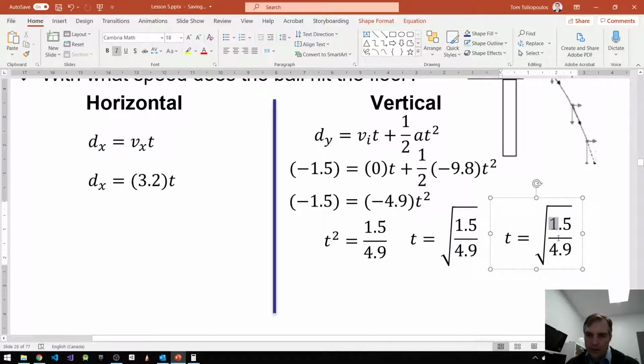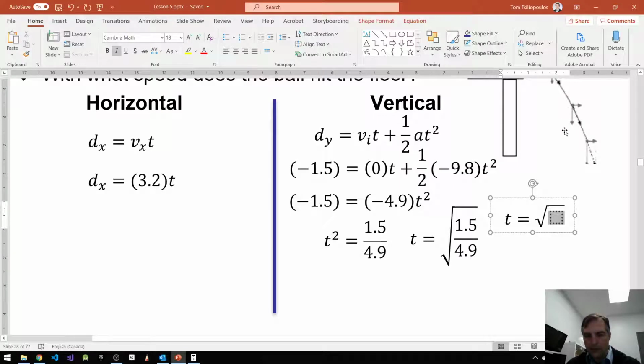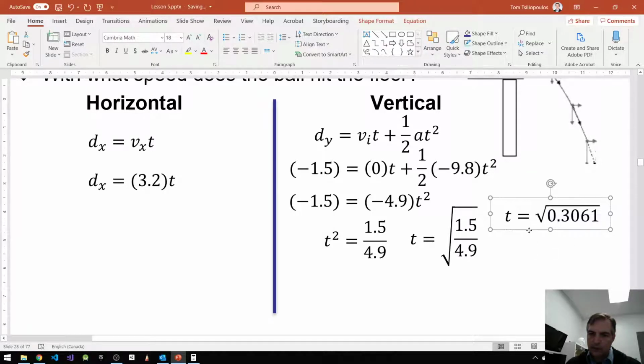But we would say that this part right here would be equal to 0.3061. Let's just take it to 4 decimal places. I'll leave this here for our calculations though. And t then would be equal to the square root of this. That's how much time it's going to take.